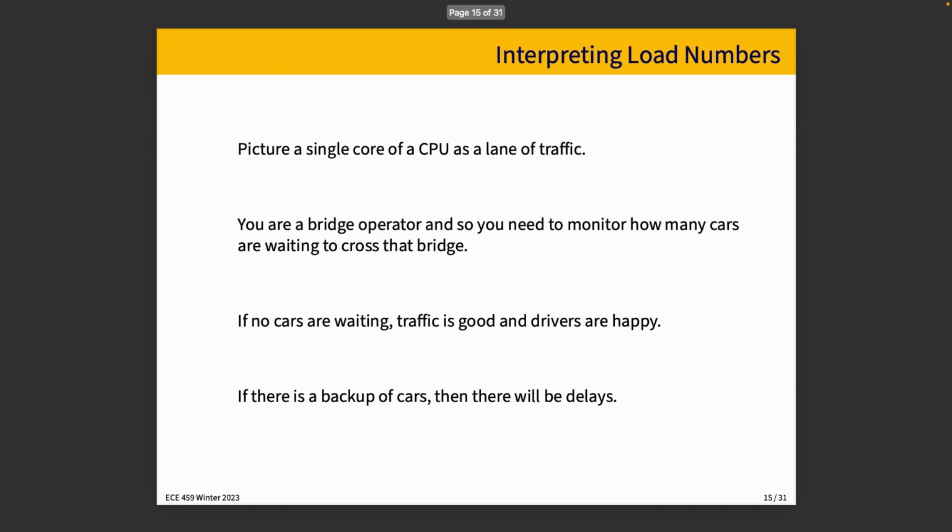If you know how to interpret these, it's straightforward, but I'll give an explanation in case it's new to you. So you can picture a single core of a CPU as if it is a lane of traffic, and you are a bridge operator, so you need to monitor how many cars are waiting to cross the bridge. If no cars are waiting, traffic is good, drivers are happy, but if there's a backup of cars, then, well, people are unhappy.